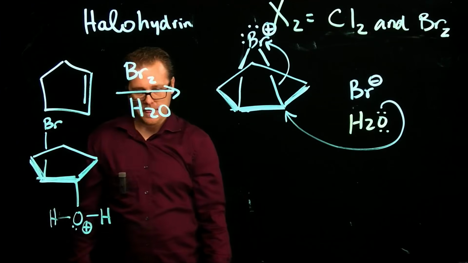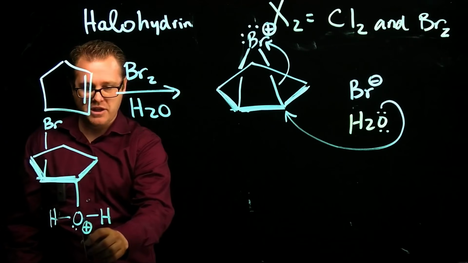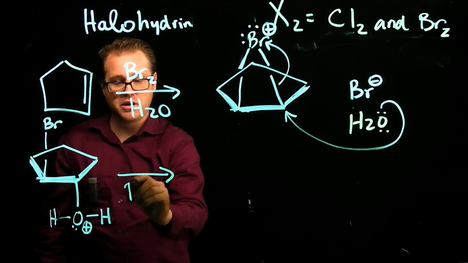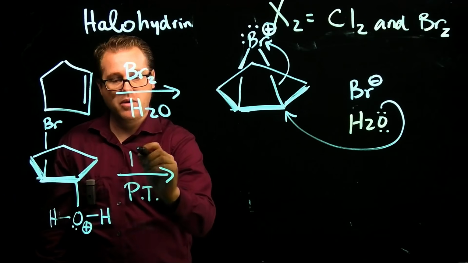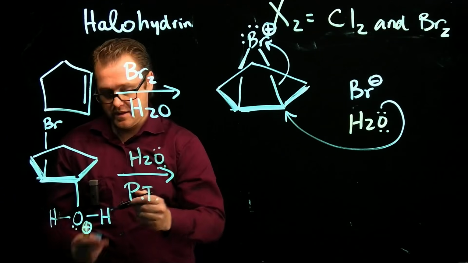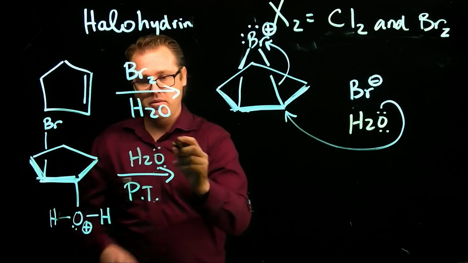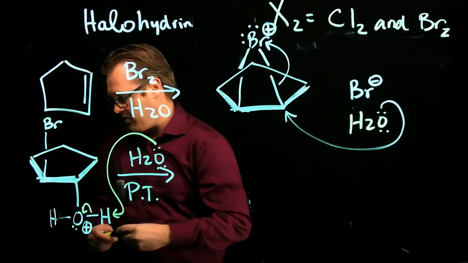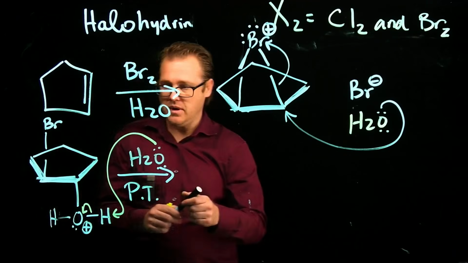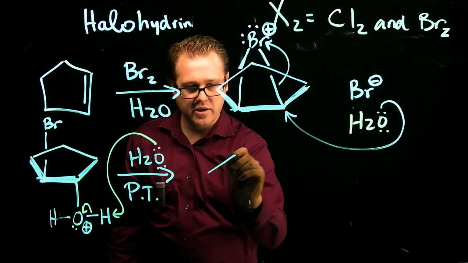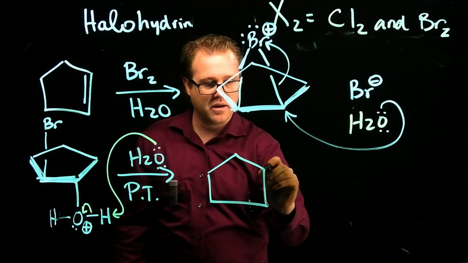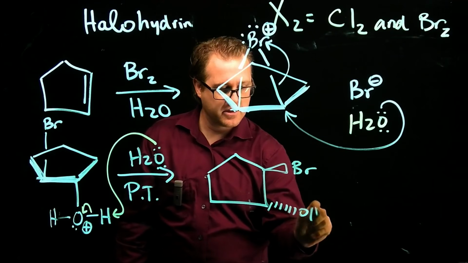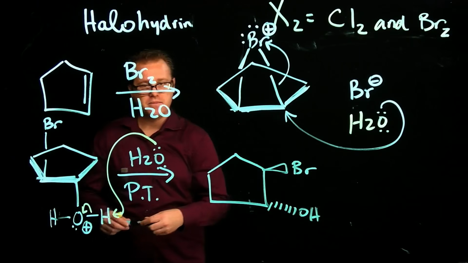Like so. Now we see that we have a positively charged species, and so we just need a proton transfer step where water, which is very abundant, comes in and grabs that proton, like so, and gives us our product. So we can draw it just like this, with OH. Just like that.